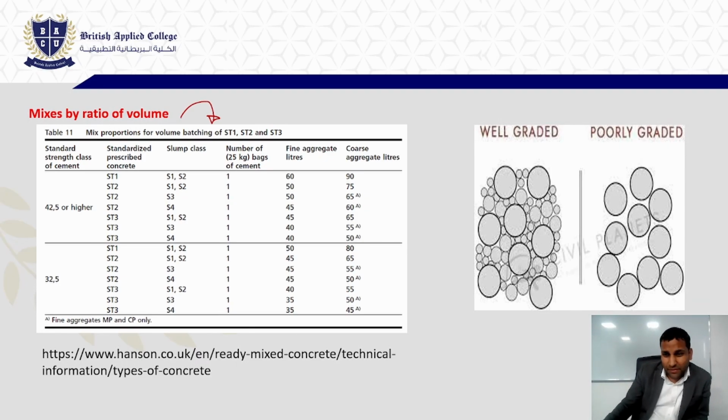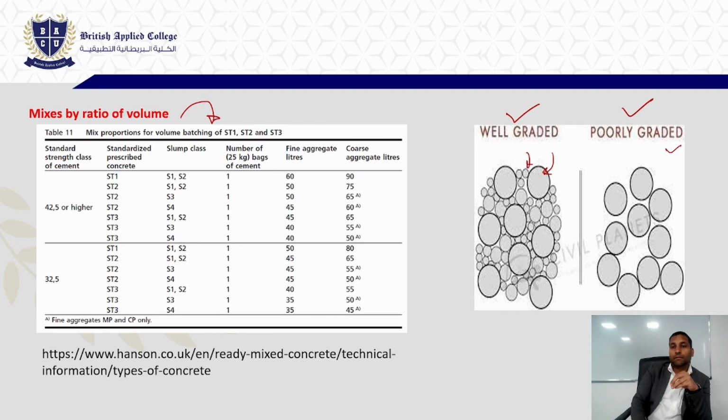Now this concrete generally can be classified as well graded concrete and poorly graded concrete. Well graded concrete is where you have particles of all sizes. See here, you have small particles, bigger particles, right? If you have particles of all sizes, we say well graded. And if there is only one type or two types of particles, and we have missing particles, smaller ones or bigger ones, then we say poorly graded.